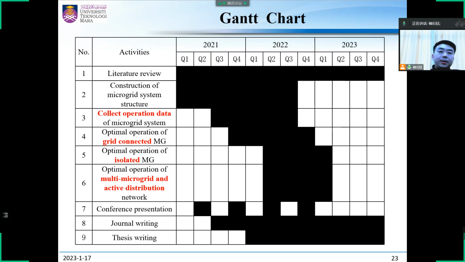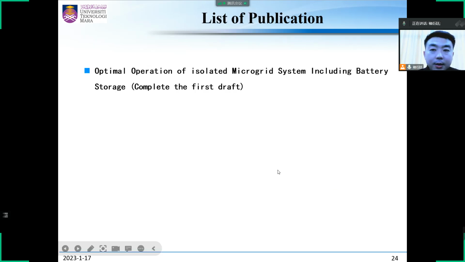So this is my Gantt chart. And now we are in the new year 2023, and this year my main project is the journal writing, and then do some work of the thesis writing. Now the list of publication. I have completed the first draft. The title is Optimal Operation of Isolated Microgrid System including battery storage.